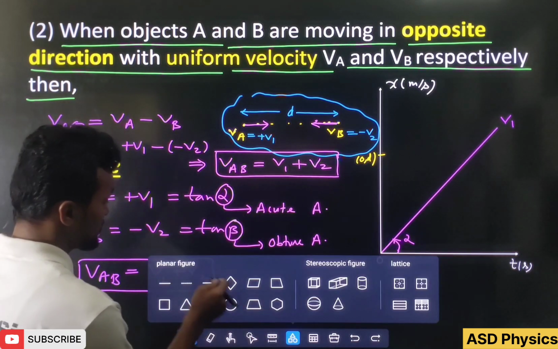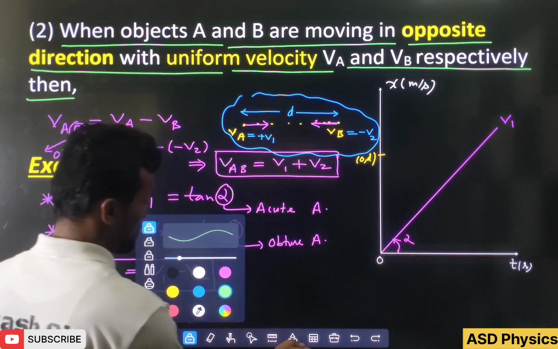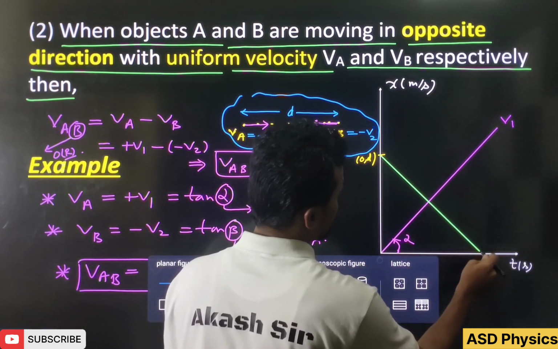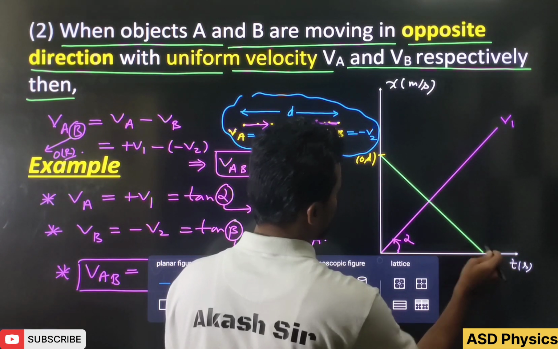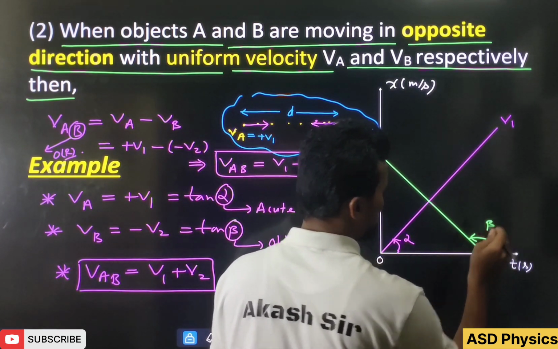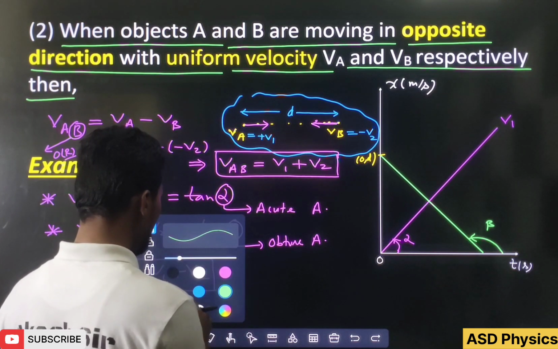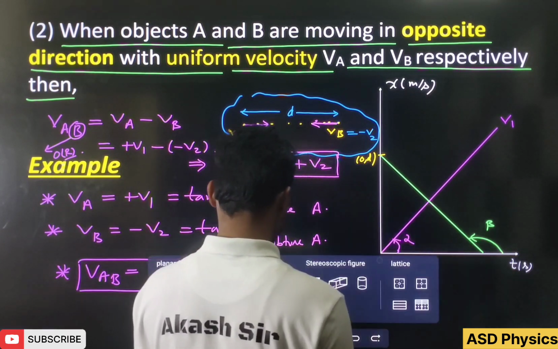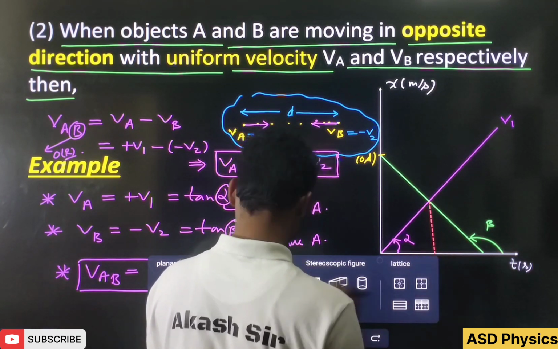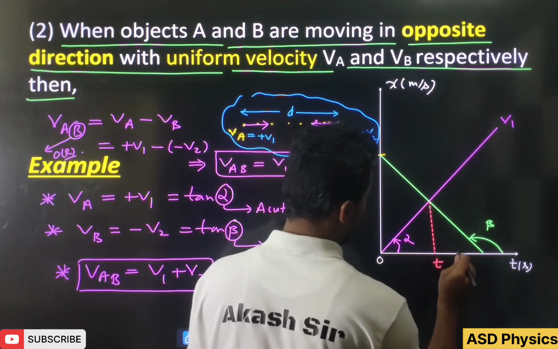Let me draw it here. It is moving in this direction, like this, and the slope here is an obtuse angle. Remember that. Do you think they will meet each other? Yes, they will meet each other. When they intersect, like this, at this time they will meet each other.